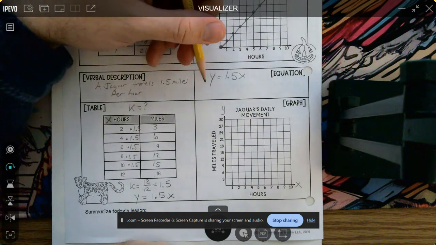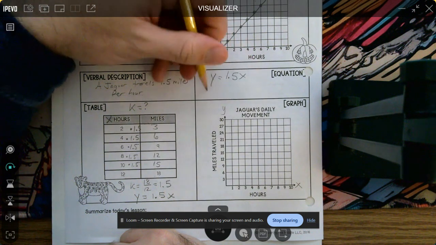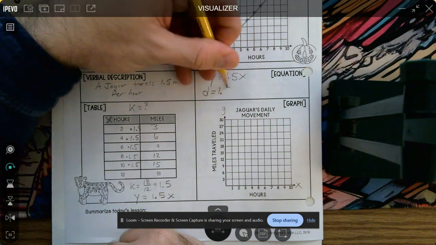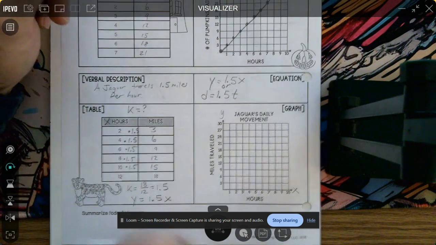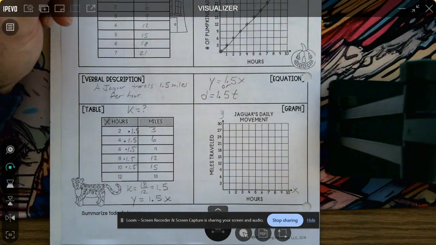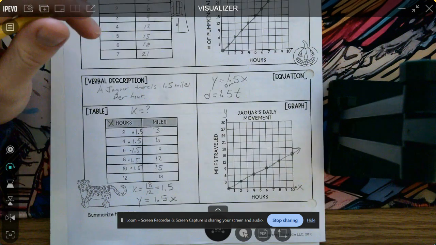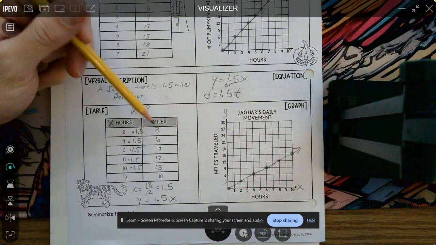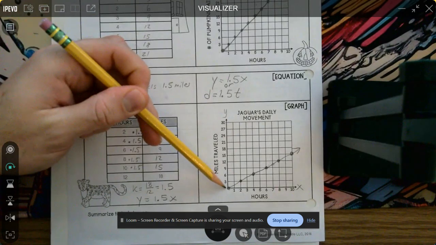Or we could have used different variables. We could have said, maybe we were talking about distance. Maybe we say d is y for distance. Distance equals 1.5 times t for time. So you could have done either one of these. You can use different variables instead of just x and y. Okay, I'm going to give you a second to plot your graph, and then we are done. All right, there's your graph. Remember, 0 hours will be 0 miles for the jaguar's movement, so that's why it's at the origin.